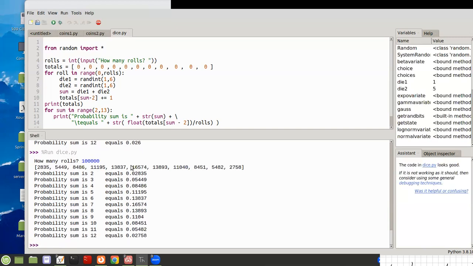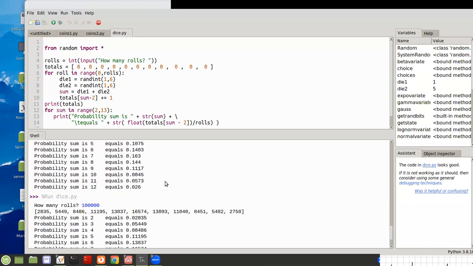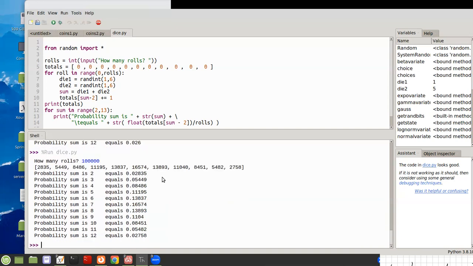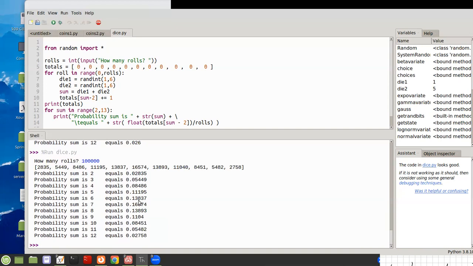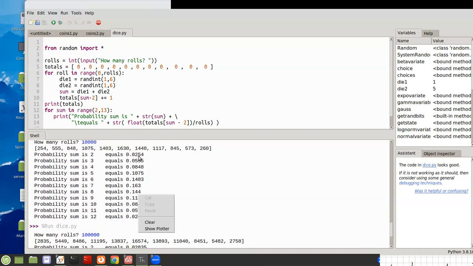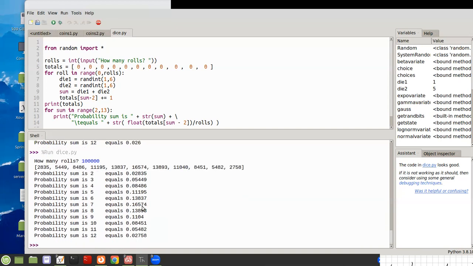You can see up here the numbers are getting to be in the thousands for each one of these. But then you notice the difference: for 7, it was 163, and now for 7 it's 165. Up here it was 138, 254, 28. So it's beginning to show a pattern, right? It's going to turn out that if you roll 2 dice, the most likely sum of the 2 dice is going to be 7.